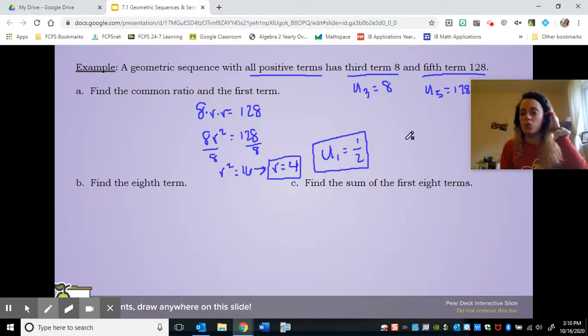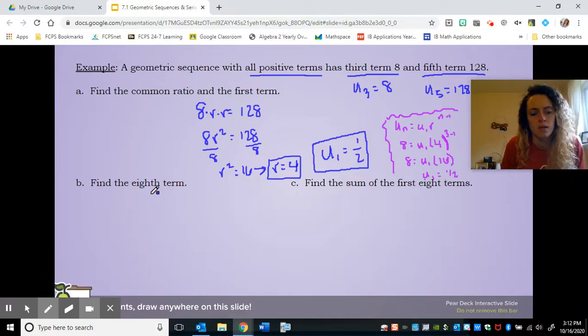If they gave you a term in the sequence that was going to be too much to keep dividing, you could also use your general term formula, sub in either of the terms they gave you, and then solve for u sub 1.